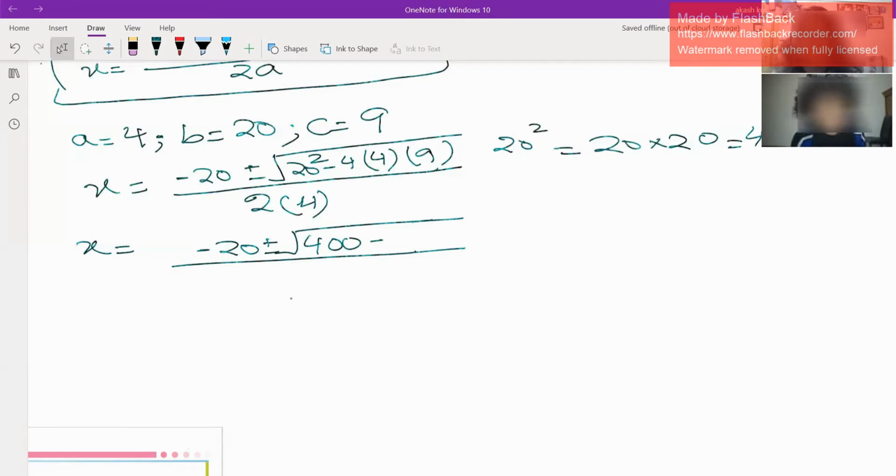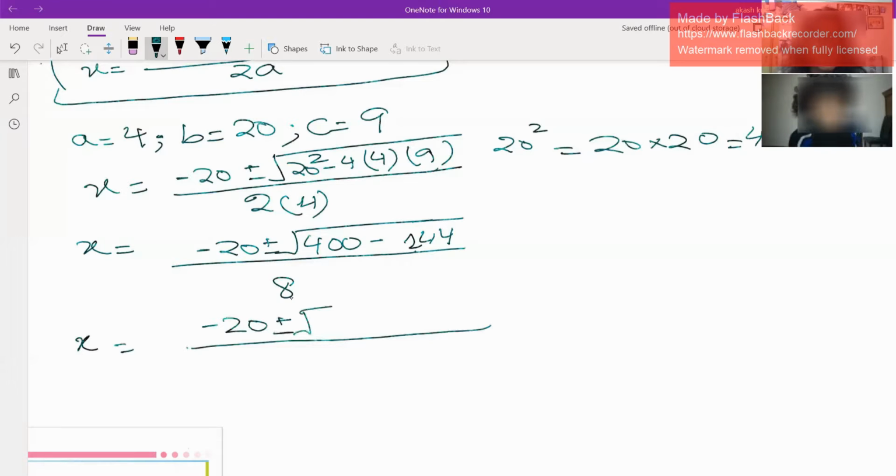Is it 144? Yes. And divided by 2 times 4, which is 8. So x equals minus 20 plus or minus the square root of 400 minus 144. 400 minus 144 is 256. 256, yes.